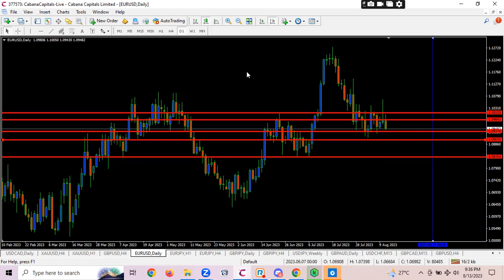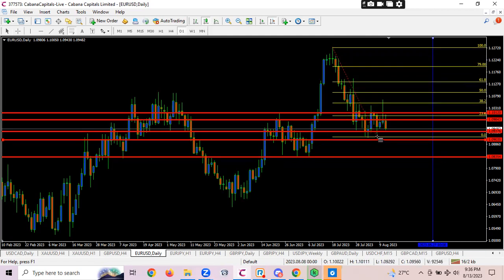If I want to sell, price should pull back. I should see price pull back to Fibonacci level 50 at least, 50, 61.8 or 79. That's the area I will consider selling. There has to be a pullback. I can't jump in and start selling at the current market price. The risk will be too high. Okay, so that's my take on Euro USD.